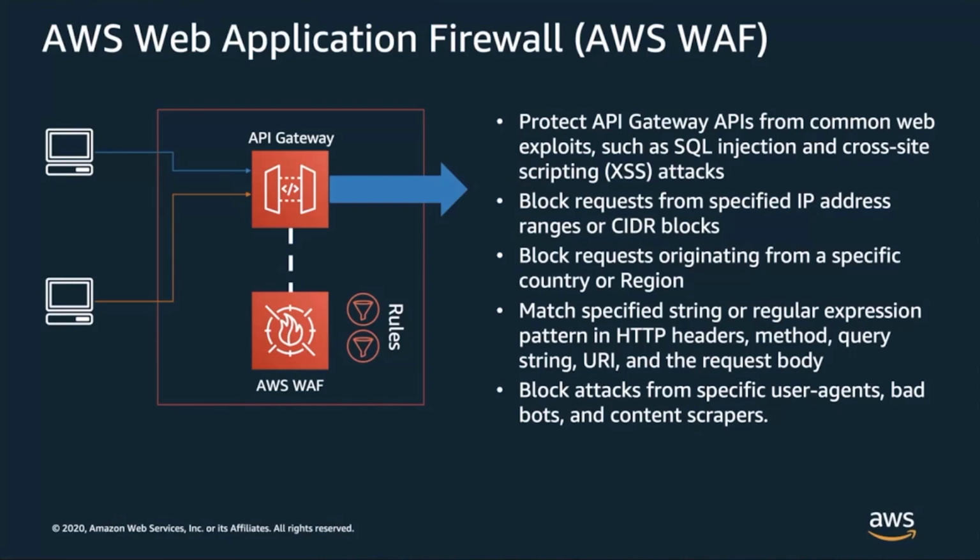Now, AWS WAF is built directly into API Gateway, so it makes it really easy to add this extra layer of security and, again, just be able to take care of your APIs that much better.